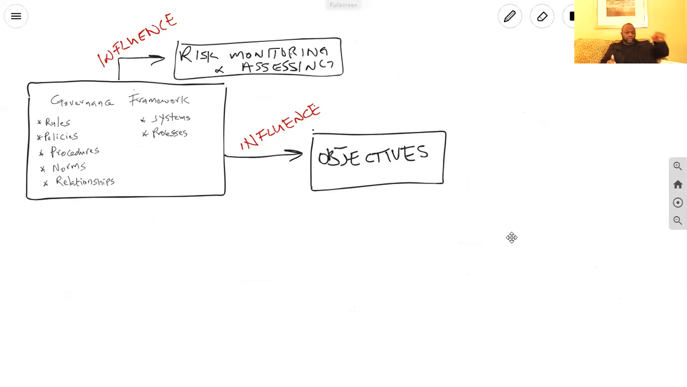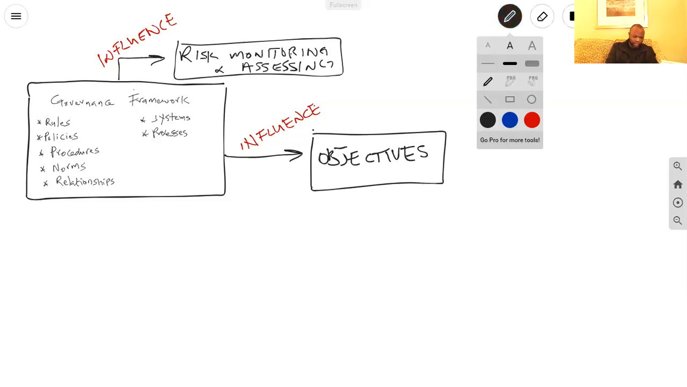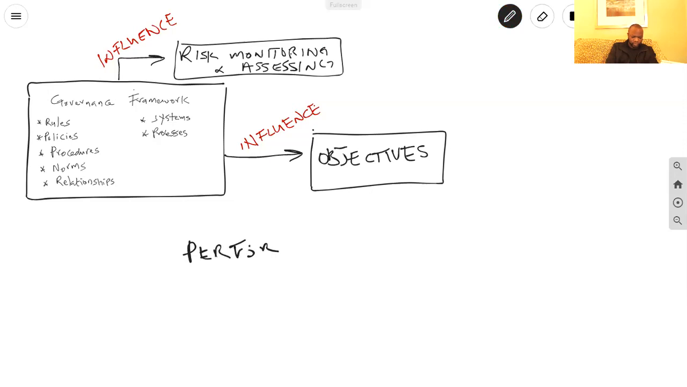All right. So the last piece here that we have on page 43, it says, this framework influences how performance is optimized. So we put one more thing here, performance optimization.